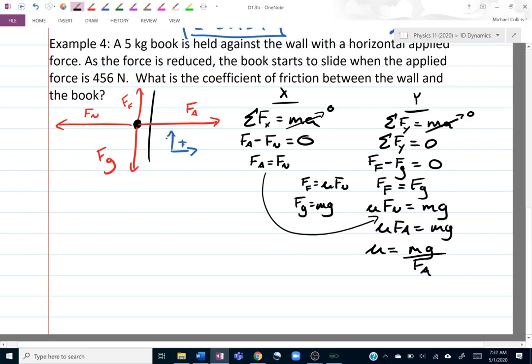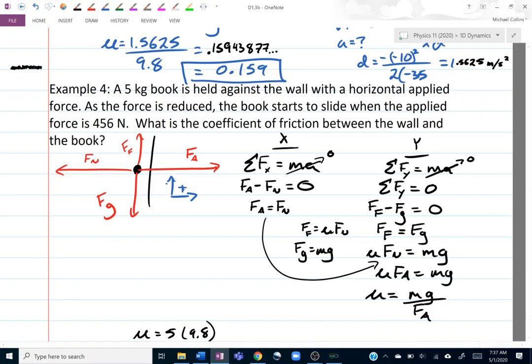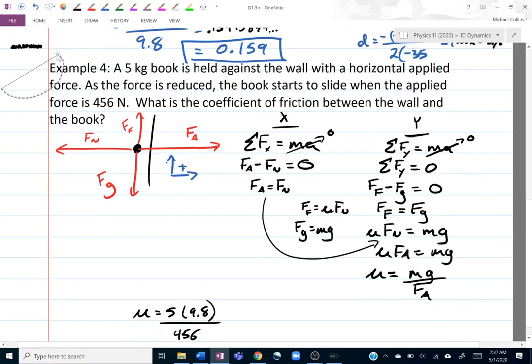Again, if you love throwing numbers in right away, you're really going to struggle with this now. We've been trying to practice doing algebra right from the very beginning of this course without the numbers, and now it becomes much more impossible to do putting numbers in right away. I think if I put numbers into this, mu is equal to 5 times 9.8 divided by the applied force, which is 456. I believe this might be my answer up here.